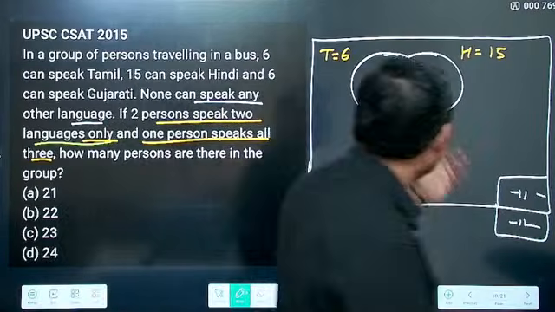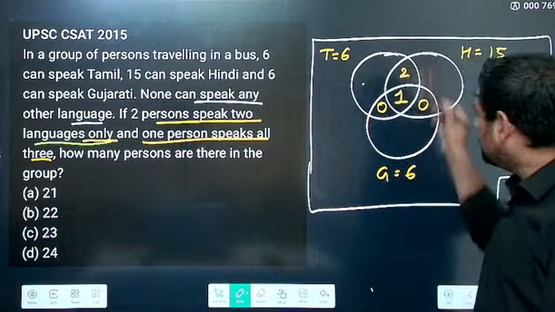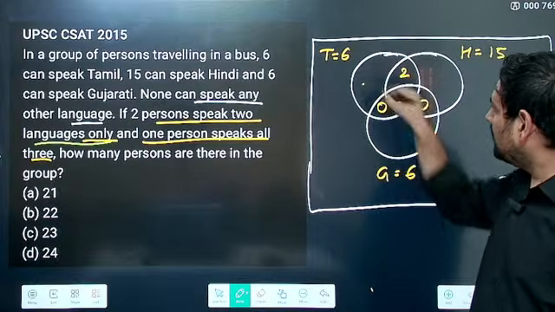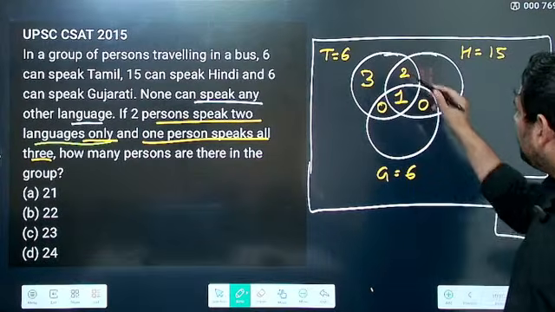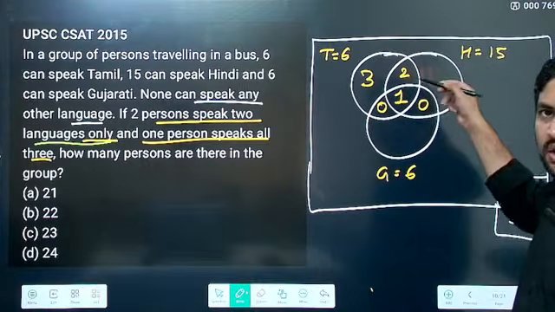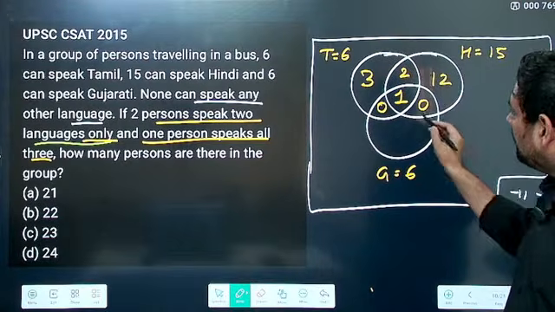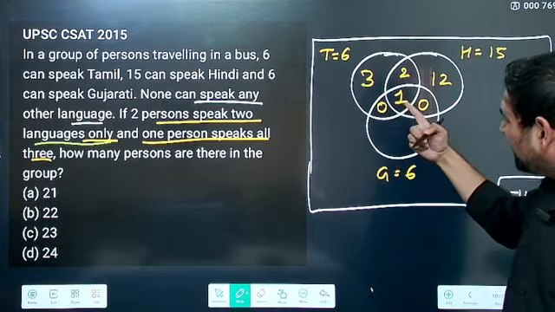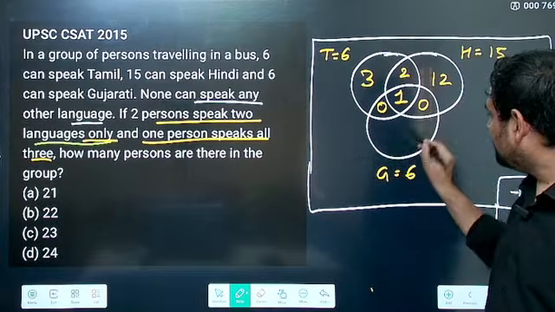So I just choose this arrangement, and now let's find out. So this is 2 plus 1, 3. This whole thing is 6, so this is of course 3. Then 2 plus 1 is 3. This whole thing is 15. So 15 minus 3 is 12. Then this whole thing is 6. This is 1, 0 0 does not matter. 6 minus 1, this is 5.